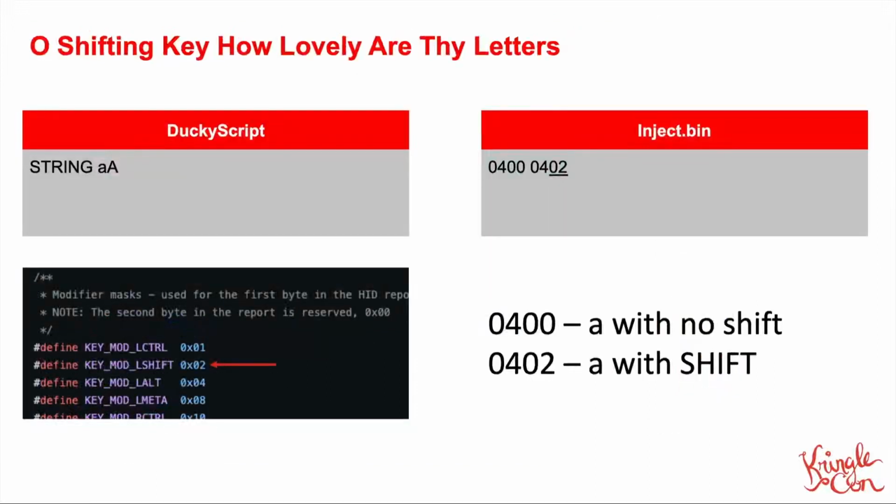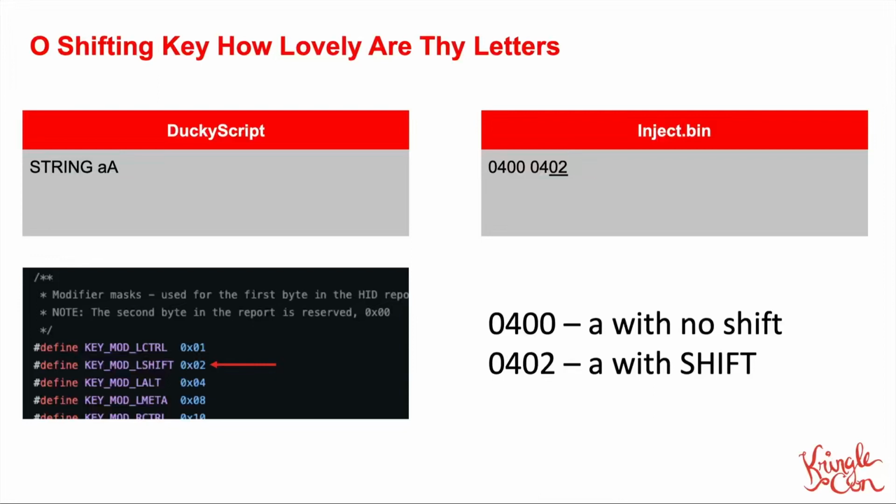So now I want to figure out how modifiers work. We kind of know what to look for and how to find these scan codes. Well, let's see what happens if I do a lowercase a and a capital A. The inject.bin on the other side comes out as 0400, 0402. So knowing this, we can infer that that 02 is probably important. I looked for 02 in that HID scan code GitHub gist, and I found that that was a modifier for left shift. And I'll be honest, I didn't know this until I looked, but there are actually different scan codes for left and right modifier keys, which is pretty neat. So we can see that 0400 is an A with no shift, and 0402 is an A with a shift.